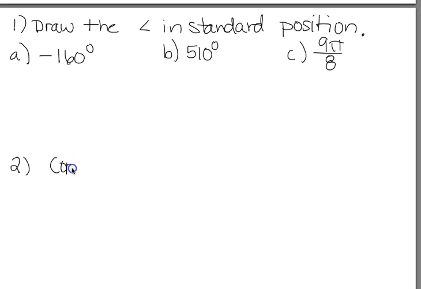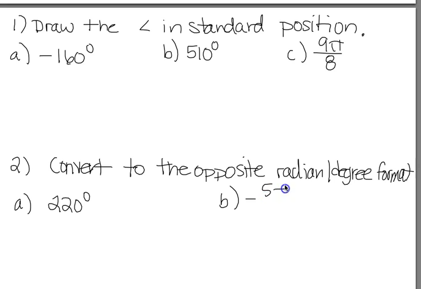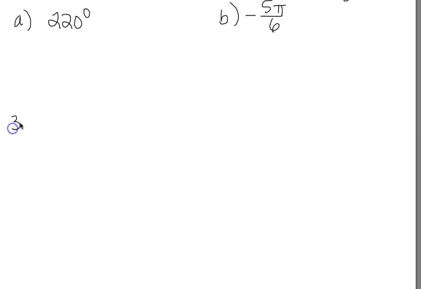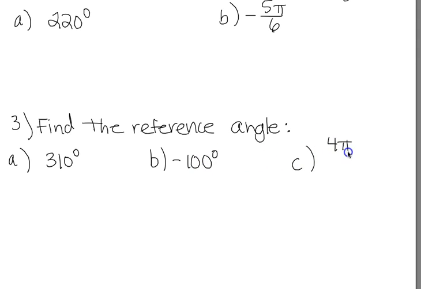Then, second thing, you are going to convert to the opposite radian or degree format. You are going to convert 220 degrees and then negative 5 pi over 6. Last one, find the reference angle: 310 degrees, negative 100 degrees, and 4 pi over 5.